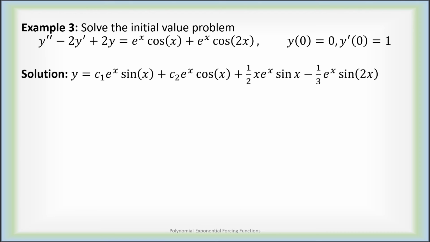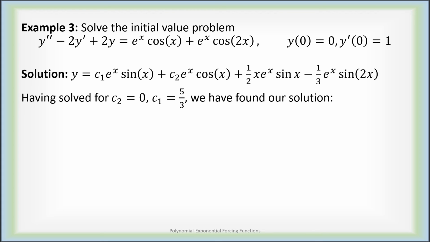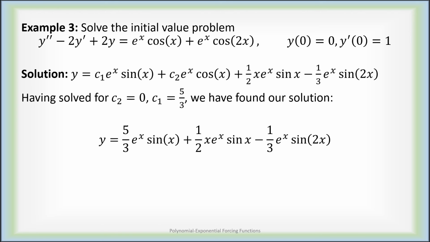So here was our general form for a solution, but with our initial values, we determined that c2 is 0 and c1 is 5/3, so we know exactly what function solves our initial value problem. y is 5/3 e to the x sine x plus 1/2 x e to the x sine x minus 1/3 e to the x sine 2x.